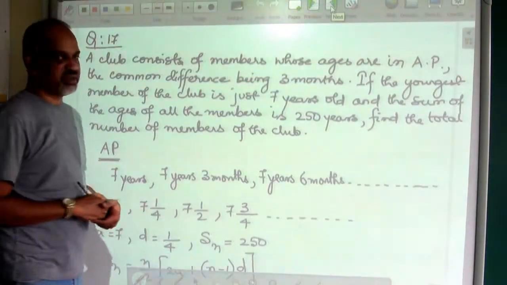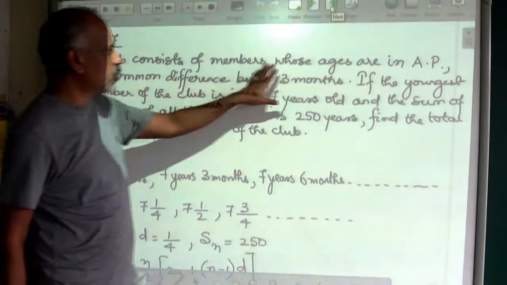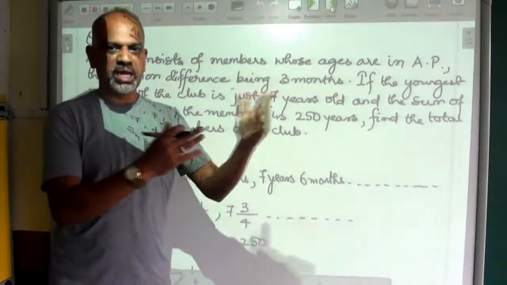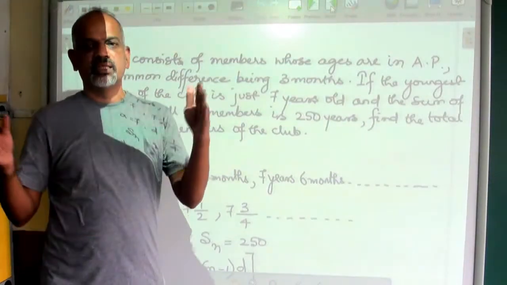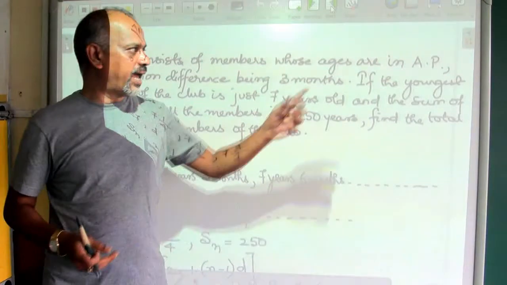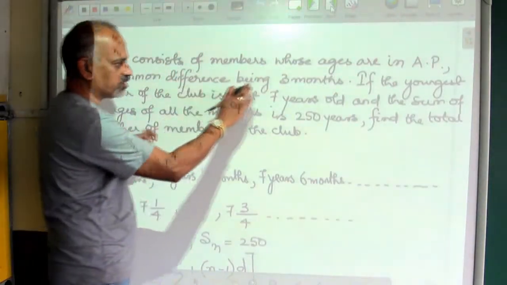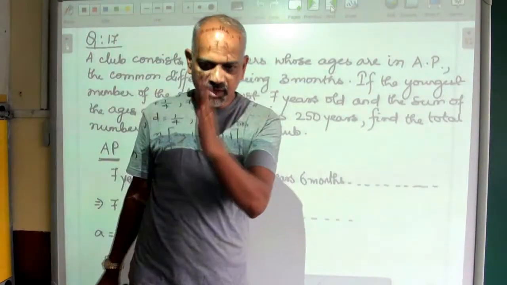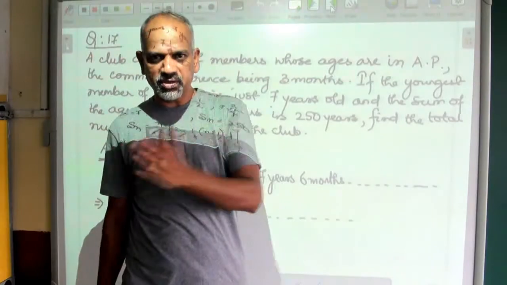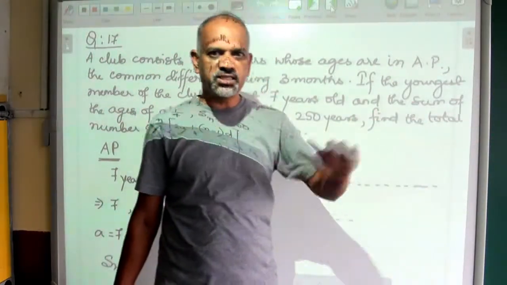Next is question number 17. A club consists of members whose ages are in AP. There is a club which has many members, and the ages of these members, if you arrange them, form an AP, arithmetic progression. The common difference being 3 months. The difference between the first person and the next person is 3 months. The age difference between the second person and the third person is also 3 months.